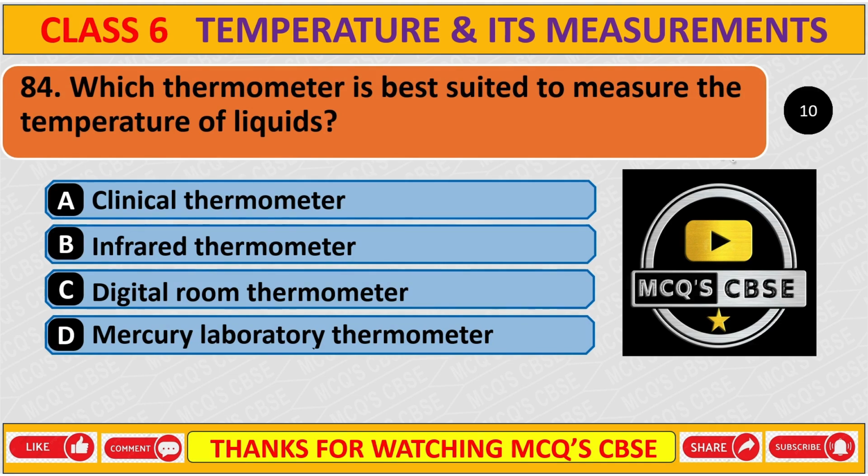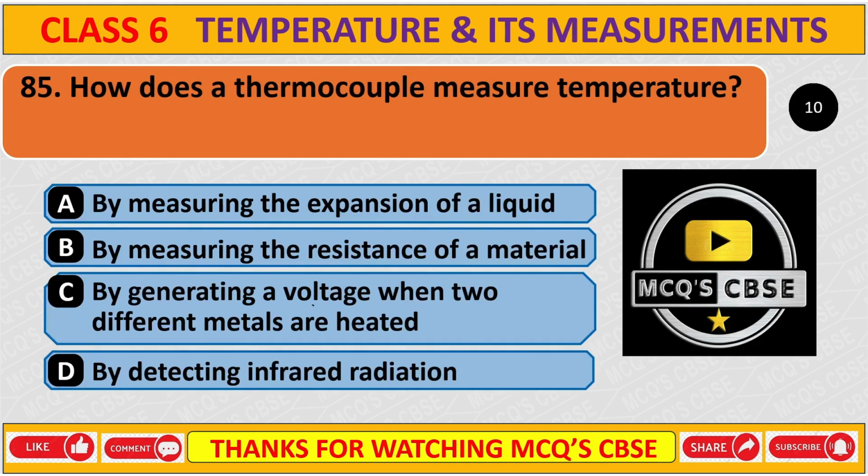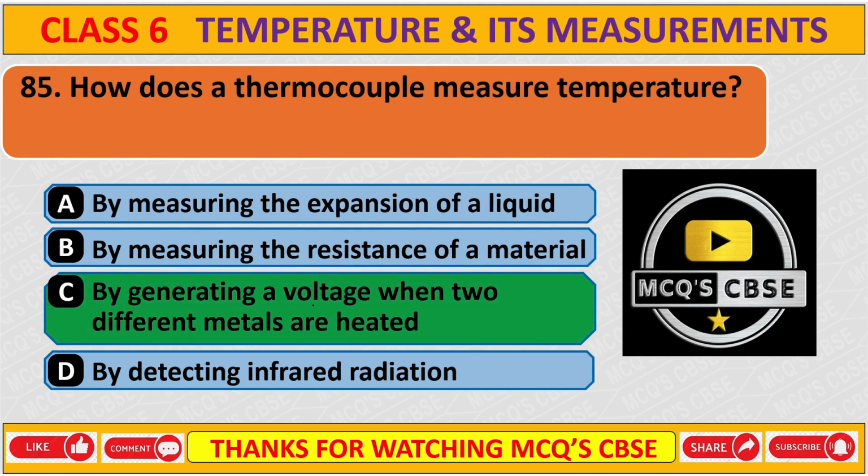Which thermometer is best suited to measure the temperature of a liquid? And correct answer is D, mercury laboratory thermometer. How does a thermocouple measure temperature? And correct answer is C, by generating a voltage when two different metals are heated.